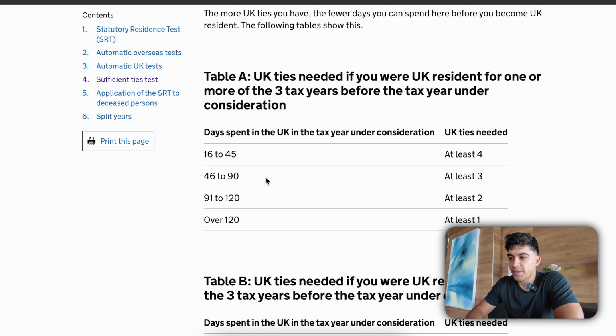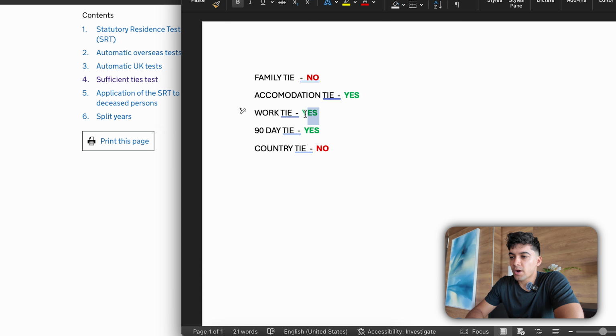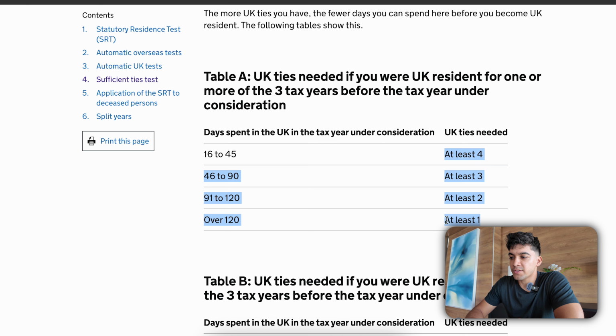So you're sat here thinking, wow, so it's not the 90 days. Because 90 days is when you've got 2 ties. So you need to look at the number of ties. If the work tie, for example, or the accommodation tie, is a no, then you have only 2 ties, and this is how much you need to be a tax resident. We want to be under, obviously. But if you have the 3 ties, like most people do, this makes us a tax resident. So we need to spend 45 days or less to not be a tax resident in the UK. Just realize this, because it's important.